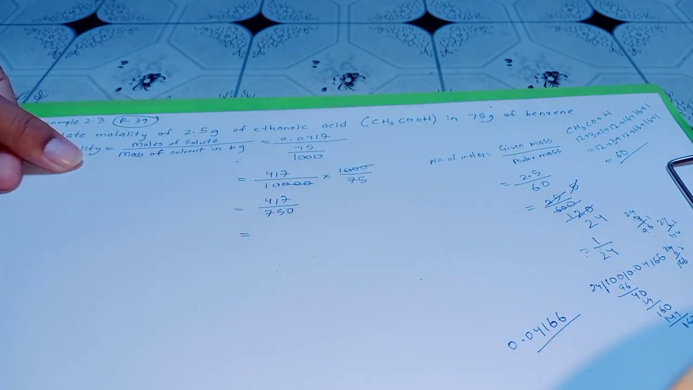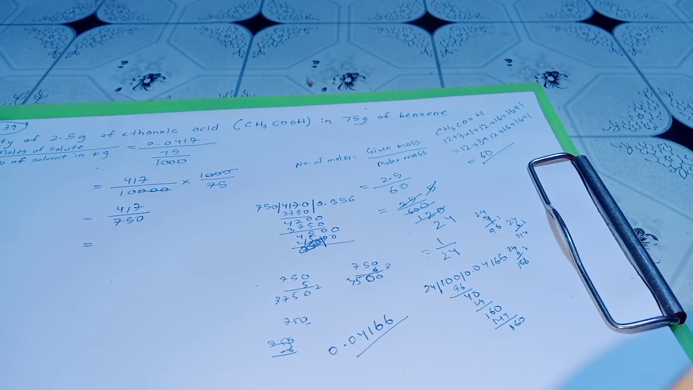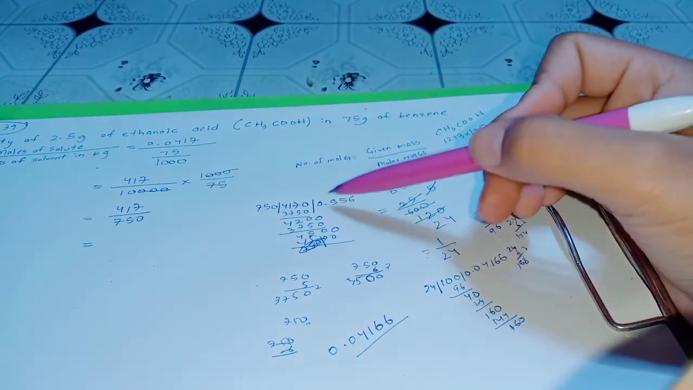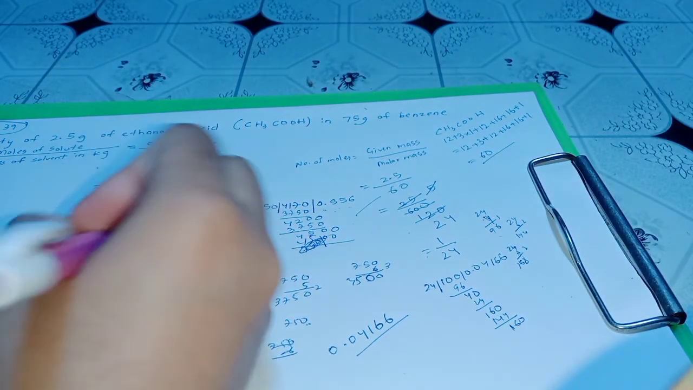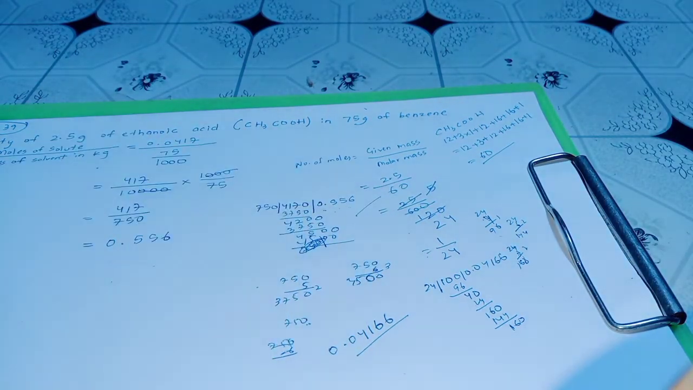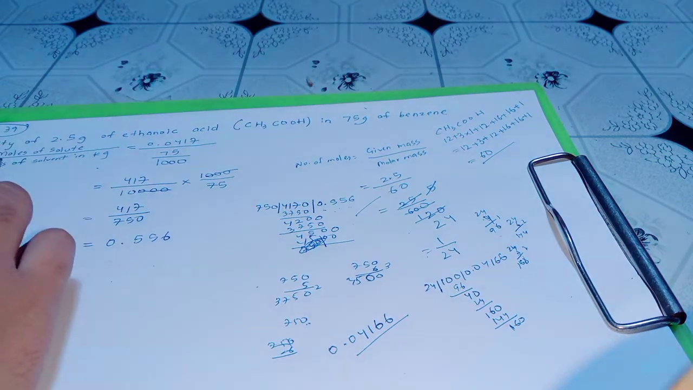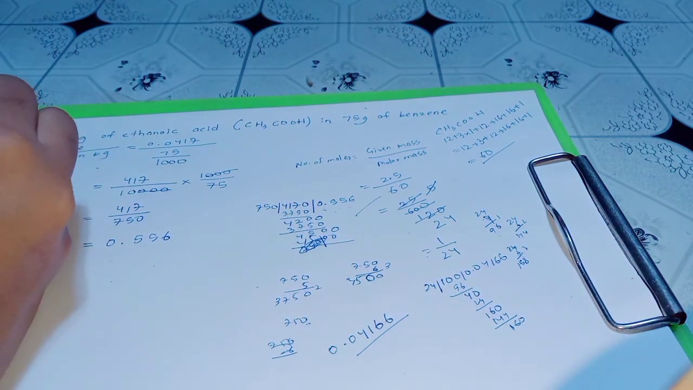So let's divide this again. And if you solve it, you will get 0.556. And what will be the unit? For mole fraction, it doesn't have a unit, and for molarity, the unit is capital M, or we write it as mol per liter. But for molality, how to do it? So solute moles, right? Moles, mole by kg, right?